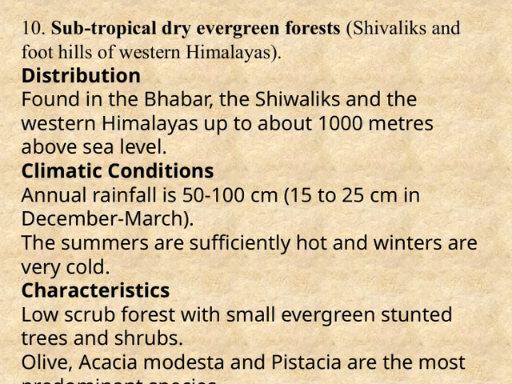Some of the most prominent tree species you'll find here include olives, Acacia modesta, and Pistacia. These species are well suited to the dry, semi-arid environment of the region. Understanding these forests helps us appreciate how vegetation adapts to specific climatic and geographical conditions, and they form an important part of the Himalayan ecosystem.